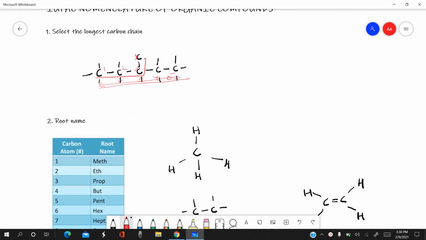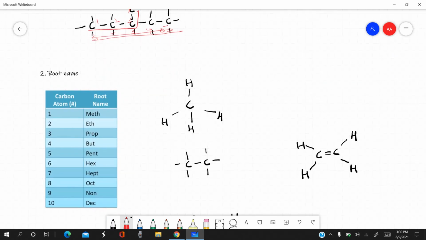The second step is you have to know the root names. So if there is one carbon, you use meth, 2 eth, 3 prop, and it goes on. For example, the simplest alkane is methane. Since it's an alkane, we add the suffix "ane" to the root. And even this one is an alkane. So there are 2 carbons here, so we use eth. And since it's an alkane, ane.